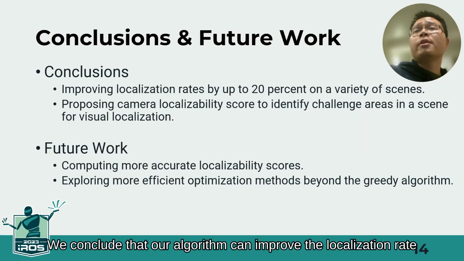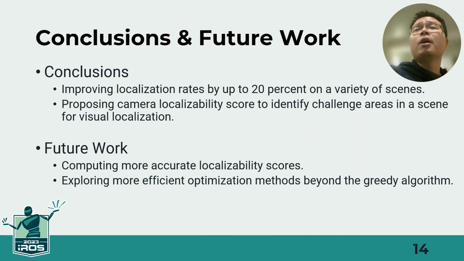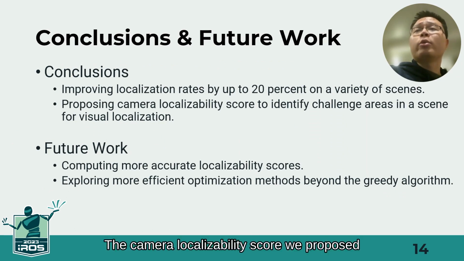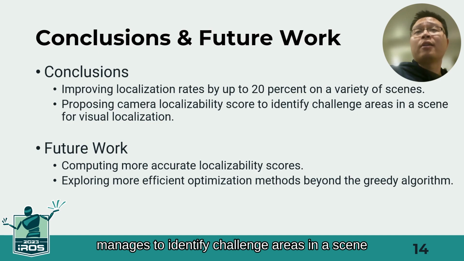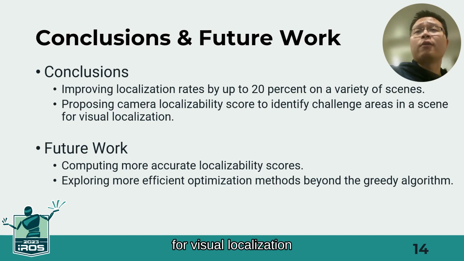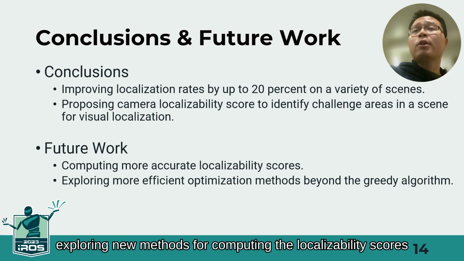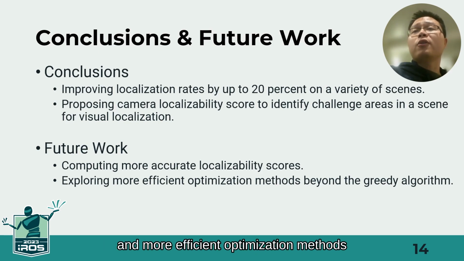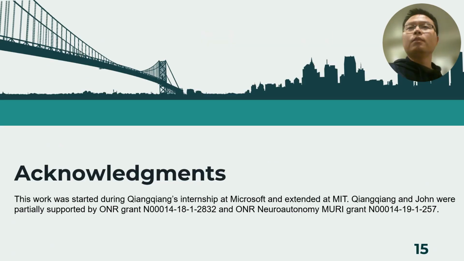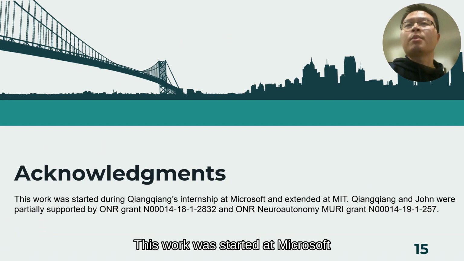We concluded that our algorithm can improve the localization rate by up to 20%. The camera localizability score we proposed manages to identify challenging areas in a scene for visual localization. The work can be extended by exploring new methods for computing the localizability scores and more efficient optimization methods beyond the greedy algorithm. This work was started at Microsoft and extended at MIT.